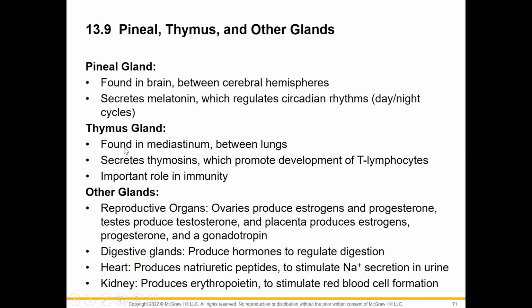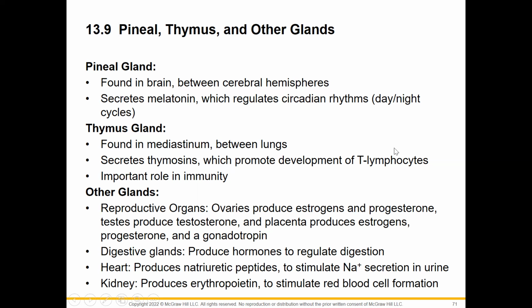There is the thymus. The thymus is located in the mediastinum, so make sure that you go back and review where the mediastinum is. We talked about this in the very beginning of A&P 1, so go ahead and refresh yourself there. So it's found between the lungs. What it does is it secretes thymosin. Thymosin promotes the development of T cells, T lymphocytes.